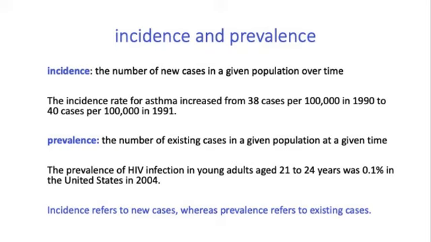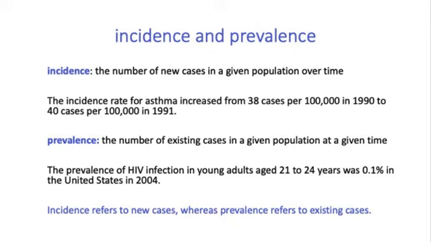Prevalence means the number of existing cases of a specific disease in a given population at any given time, regardless of when the disease developed. The prevalence of HIV infection in young adults aged 21 to 24 years was 0.1% in the United States in 2004.